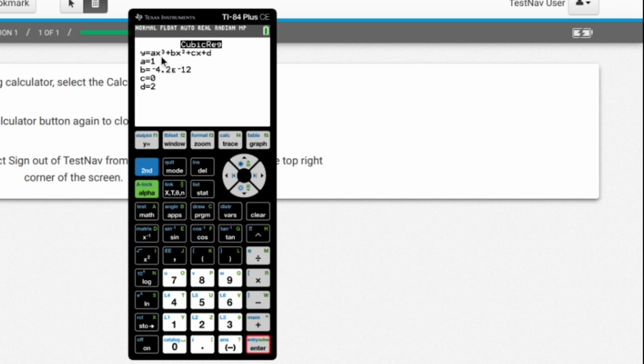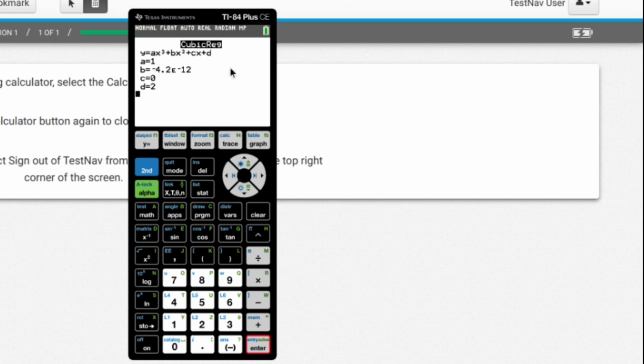You've got x to the third. So I would write out y equals 1x to the third, but actually not write out the 1. What is this? Well, this has negative 4.2 E to the negative 12. Well, E means times 10 to the. If you ever use scientific notation, this is scientific notation. And what this number is, negative 0.00000000, like 11 zeros, then 42. And that is going to be basically 0. So whenever you see E to the negative something like this, assume it's 0.